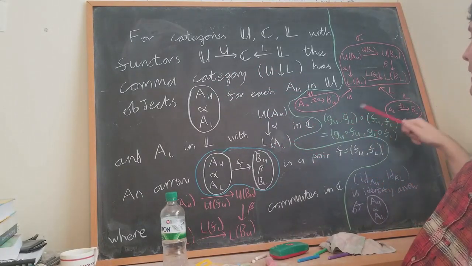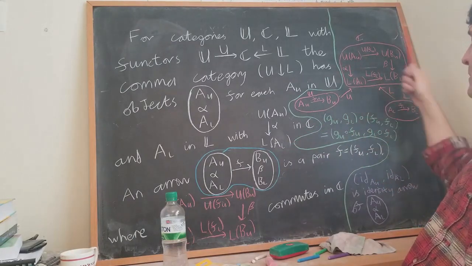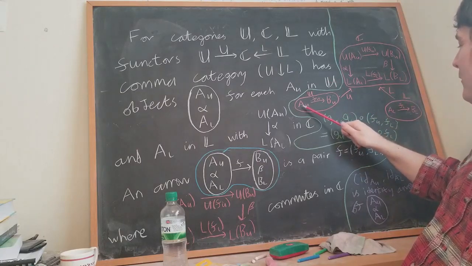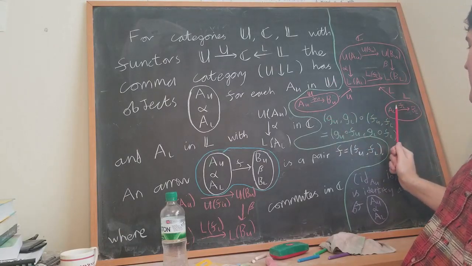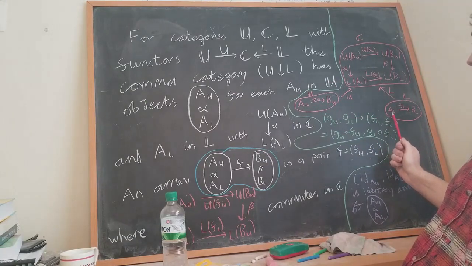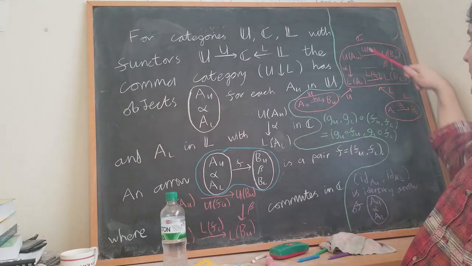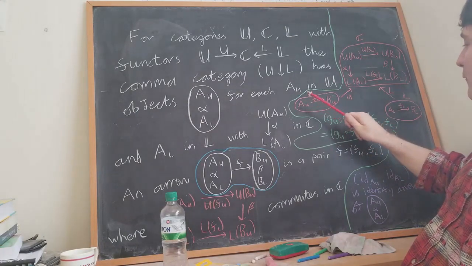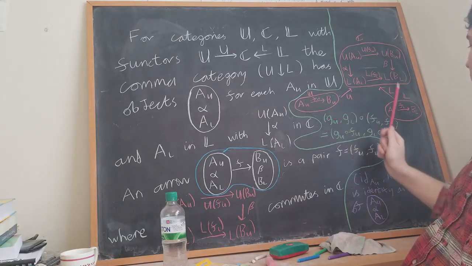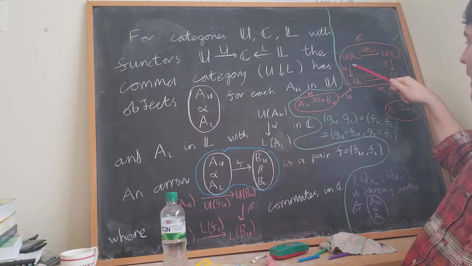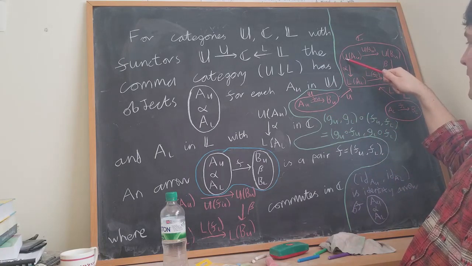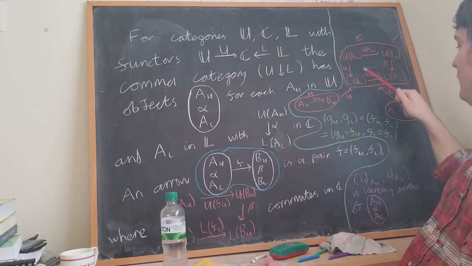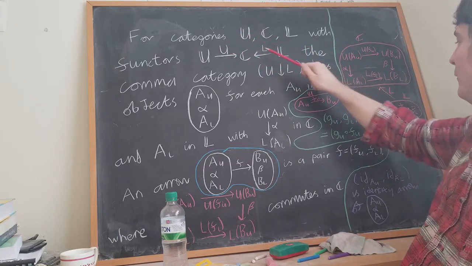Okay, so we have this picture, or at least this picture's a bit too big for what we're talking about, but you can see what I'm on about here. Here's an object of U, A of U, and here's an object of L, A of L. And then an object in this comma category consists of A of U, A of L, and alpha, where alpha goes from the image of A of U under this functor U to the image of A of L under this functor L.